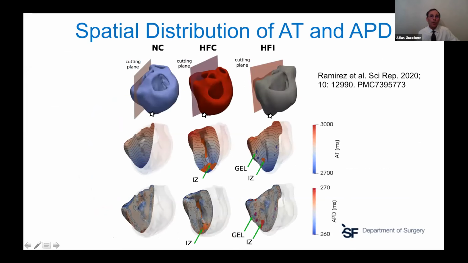Now, in collaboration with collaborators with expertise in electrophysiology, we've used the same detailed models to predict activation times and action potential duration and comparison between normal controls, heart failure controls, and the injected treated heart failure, where the gels are indicated here and the infarcts here. And the take-home message is that the gels do not adversely affect ventricular repolarization. So it's not going to be pro-rhythmogenic.